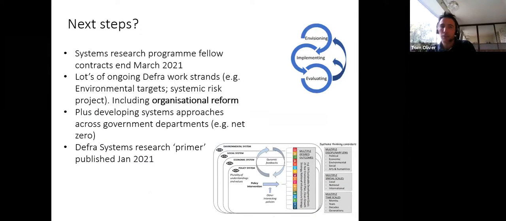And just to wrap up, in terms of next steps, the Defra Systems Research Programme Fellows' contracts end in March 2021. There's lots of work going on. The Environmental Targets Programme will run until at least September, as will the Systemic Risk Project I mentioned. We've also just become involved a lot more in thinking about organisational design within Defra. I think this is a really interesting topic: taking a systems approach to inform that organisational design.